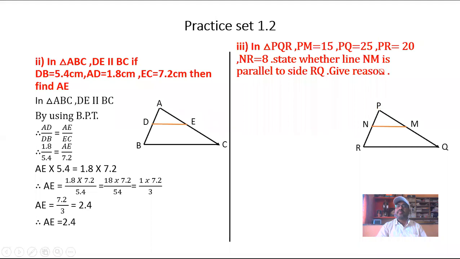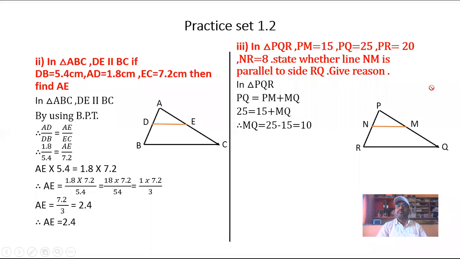In triangle PQR, PQ is equal to the sum of PM and MQ. Therefore, PQ is equal to PM plus MQ. Putting in the values, PQ is equal to 25, PM is equal to 15, plus MQ. To find the value of MQ, 15 goes to this side and we get minus. Then MQ is equal to 25 minus 15, which is 10. Here PM is equal to 15 and QM is equal to 10.